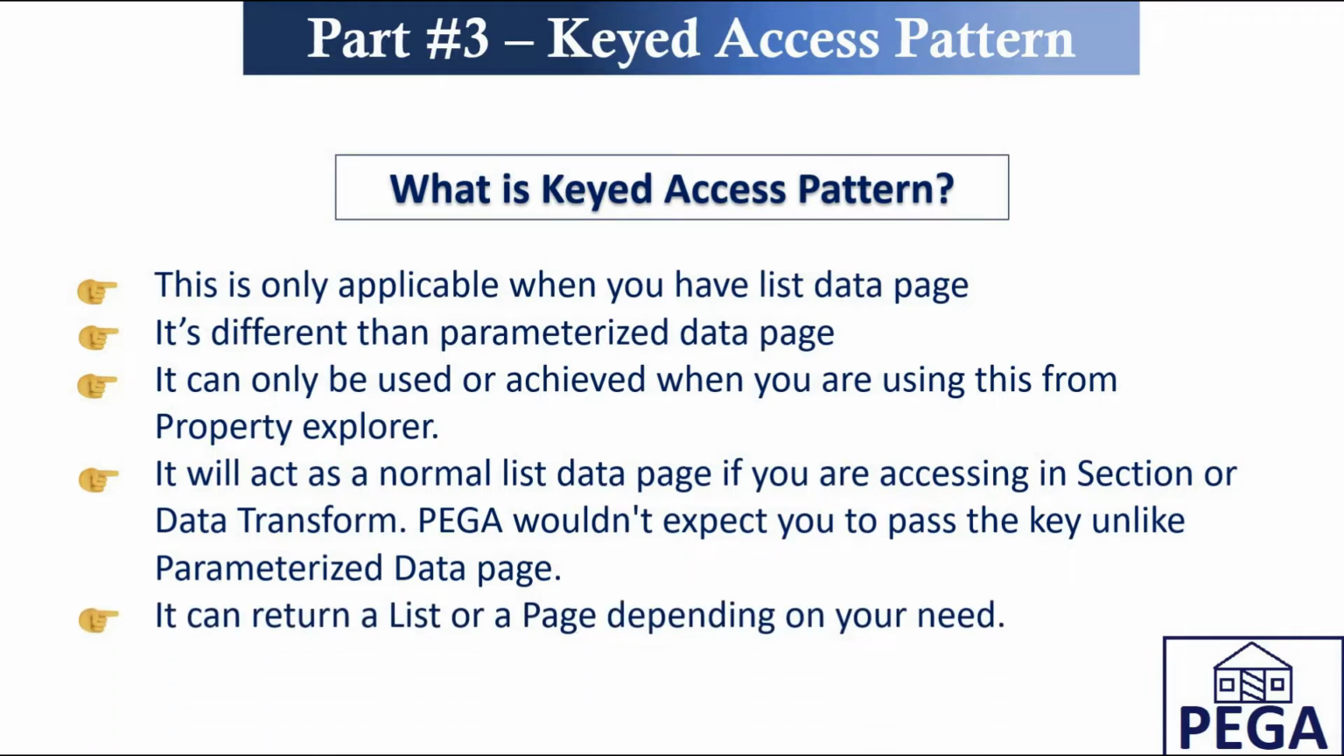Now, the keyed access database pattern can return you a list or a page depending on your need. Basically, if you have an array of addresses, then by using the keyed access pattern you can return that. And if you just wanted to restrict it to a single page, where you get a single address, you can do that as well.